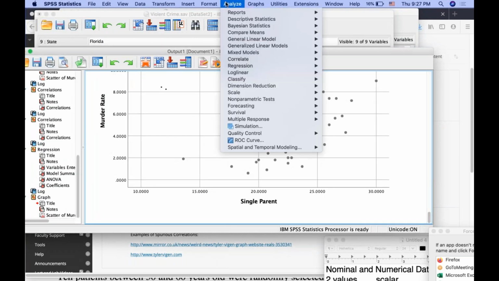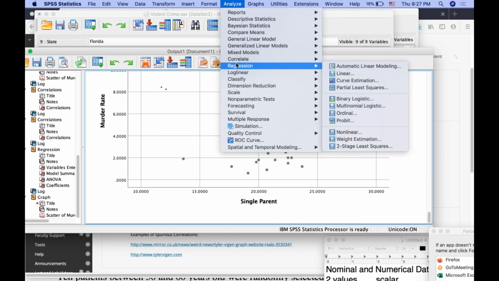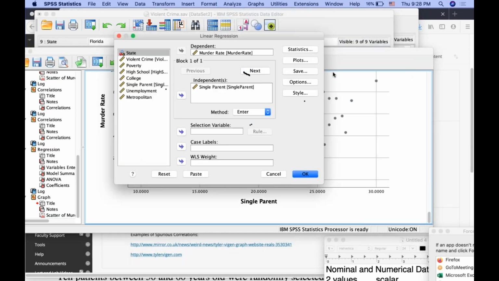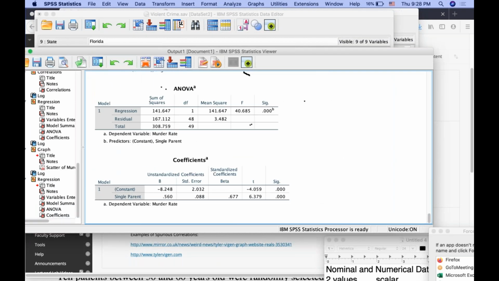So let me go back here and say analyze, regression, linear, and single parent. Oh, I did do it. Okay, and we get the same thing. Say the single parent rate is more likely something like, if this goes from 13 up to 30, I'm going to pick a number like 20%.